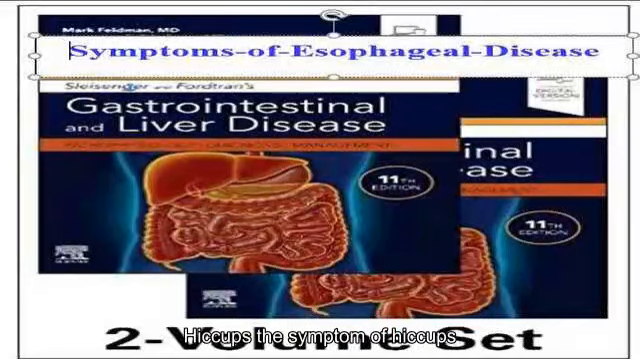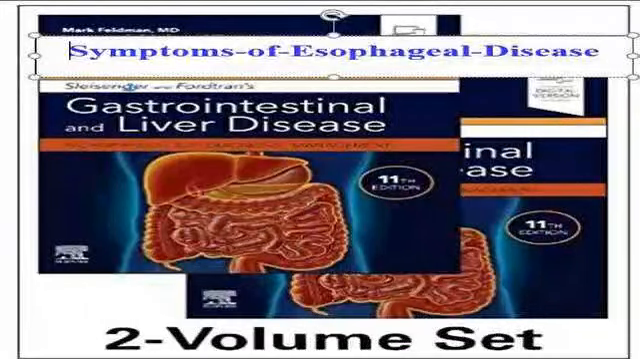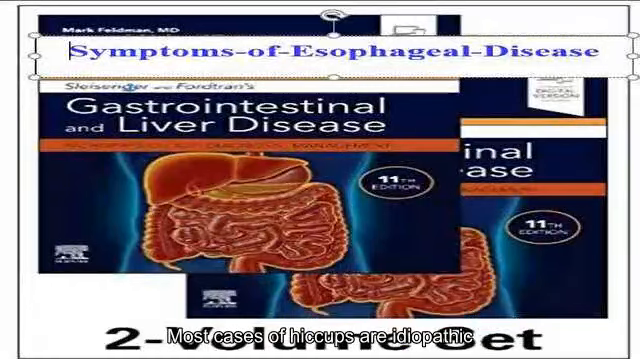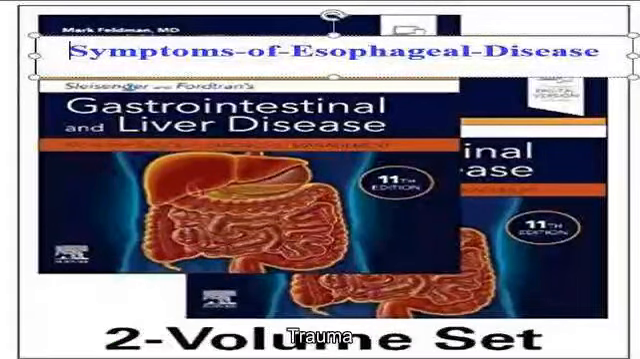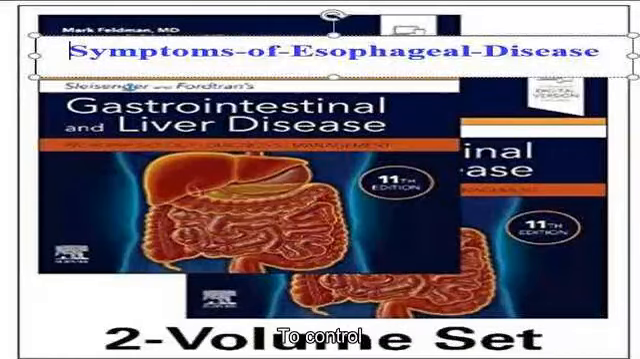Hiccups. The symptom of hiccups, or singultus, is caused by a combination of diaphragmatic contraction and glottic closure. Therefore, it is not classically an esophageal symptom but is a common complaint in primary care and gastroenterology. Most cases of hiccups are idiopathic, but the symptom has been associated with many conditions, such as trauma, masses, infections, and uremia, that affect the central nervous system, thorax, or abdomen. Hiccups associated with uremia may be particularly difficult to control.